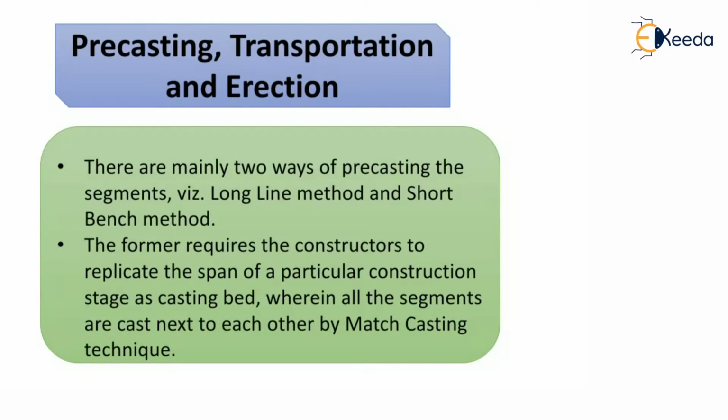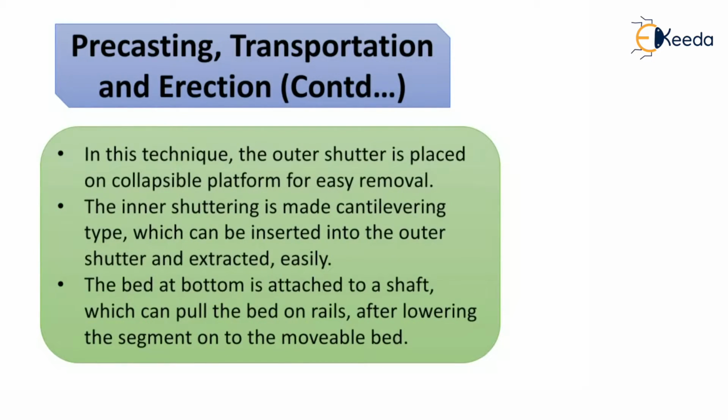There are mainly two ways of precasting the segments, that is the long line method and the short bench method. The former requires the constructor to replicate the span of a particular construction stage as a casting bed, wherein all the segments are cast next to each other by the match casting technique. In this technique, the outer shutter is placed on a collapsible platform for easy removal. The inner shuttering is made cantilevering type, which can be inserted into the outer shutter and extracted easily.